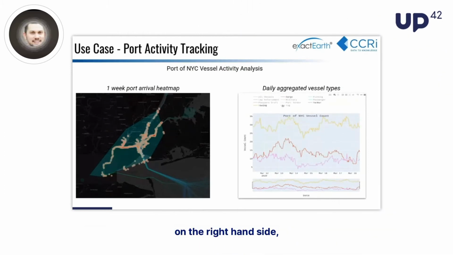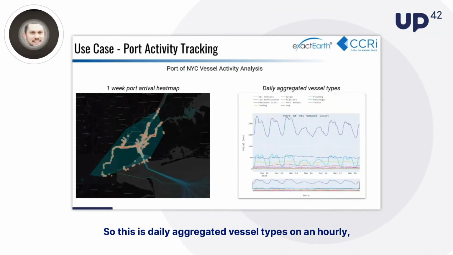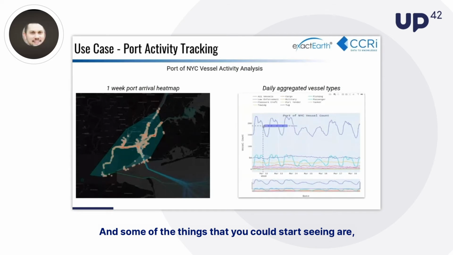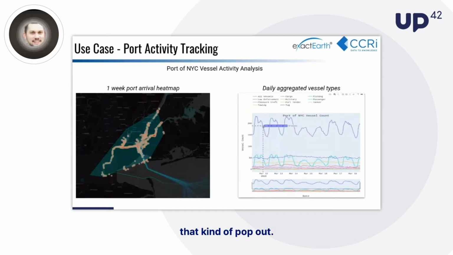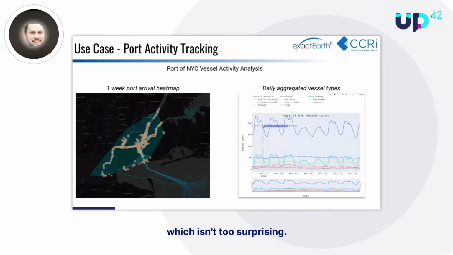For instance, on the right-hand side, there's an animated GIF. So this is daily aggregated vessel types in an hourly bin, and then they're divided up into different vessel types. And some of the things that you can start seeing are different trends that kind of pop out. So, for instance, the top line plot there is all vessels. So that's every vessel type. And you can see that there's some obvious things that kind of stick out. In the middle, there's two humps that are kind of lower than the rest. And that's the weekend, which isn't too surprising.